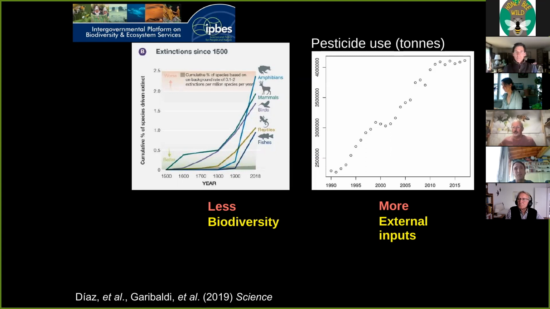We don't have such good data for bees, but all the evidence says that all over the world, bee diversity is also declining and following a similar pattern.